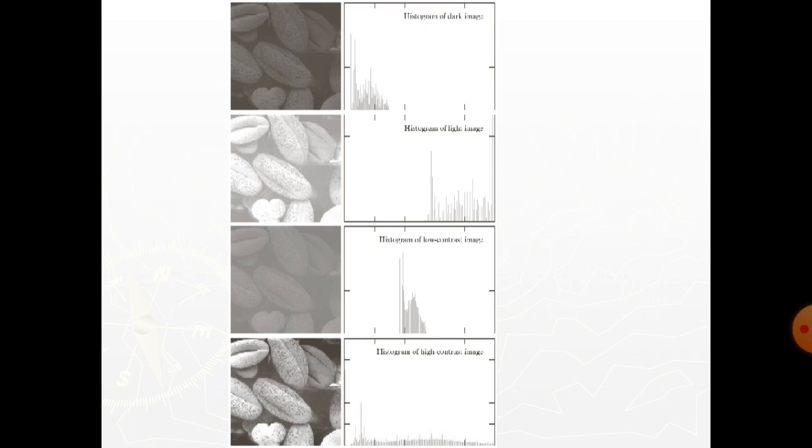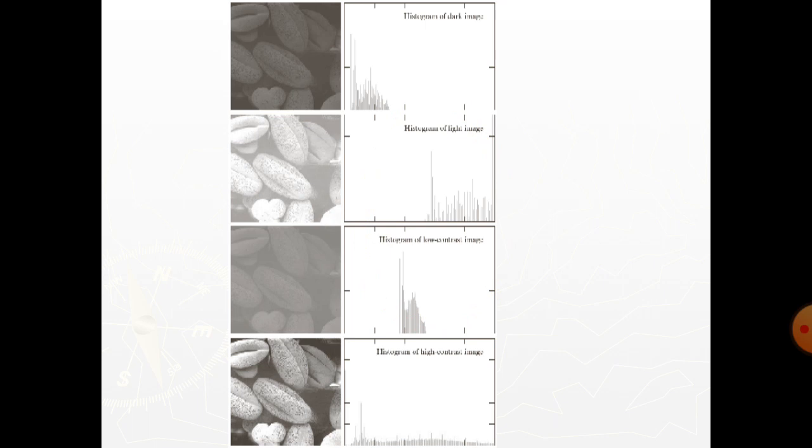Now, as an introduction to the role of histogram processing in image enhancement, consider this figure, which is a pollen image shown in four basic gray level characteristics: dark, light, low contrast, and high contrast. The right side of the figure shows the histograms corresponding to these images.